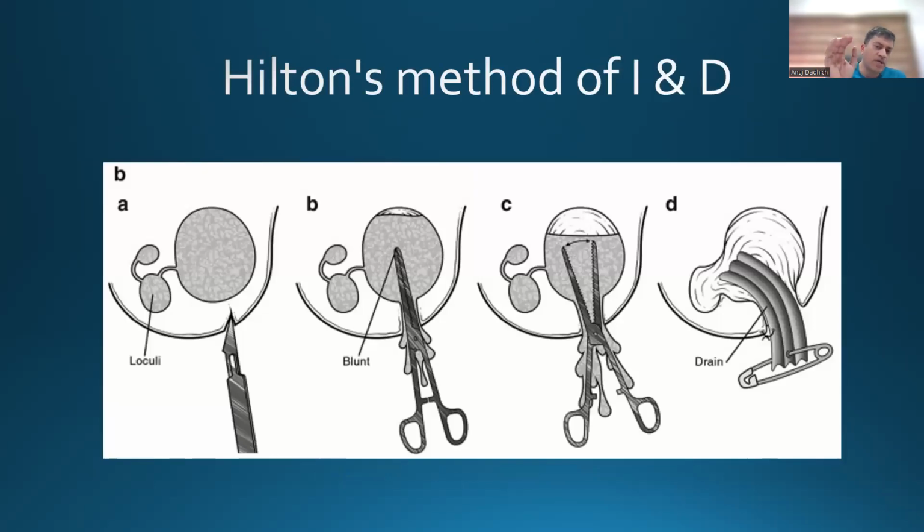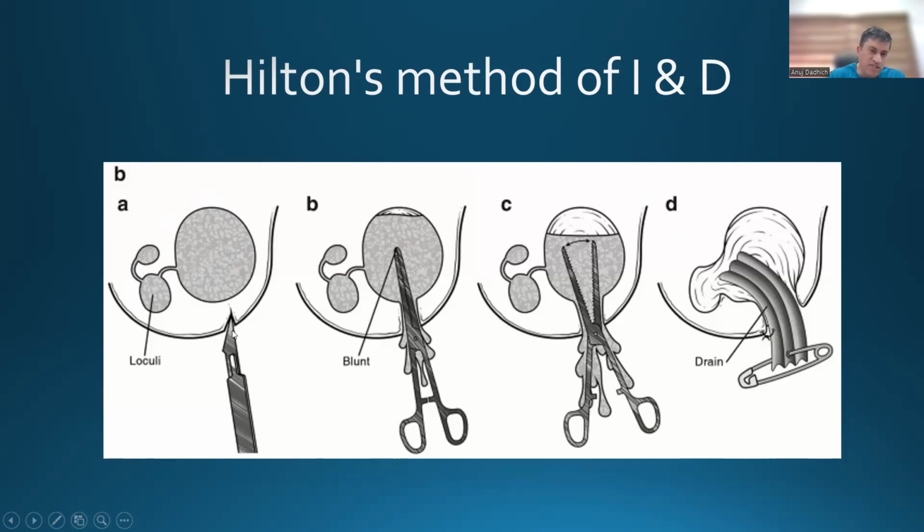Now, a very important thing that everybody needs to understand is that when we are doing a definitive treatment, that is incision and drainage, the most important concept is something called Hilton's method of incision and drainage. Now, what is that method? If you understand this diagram, it's very easy to know.